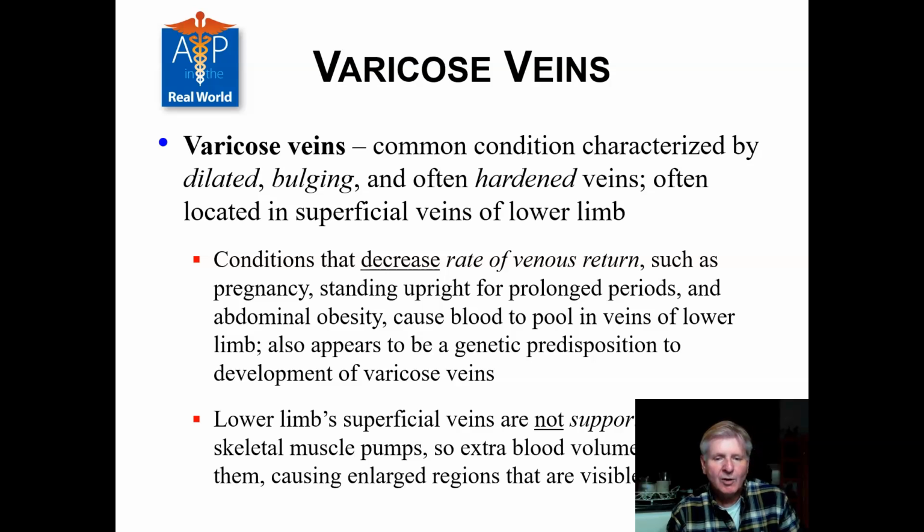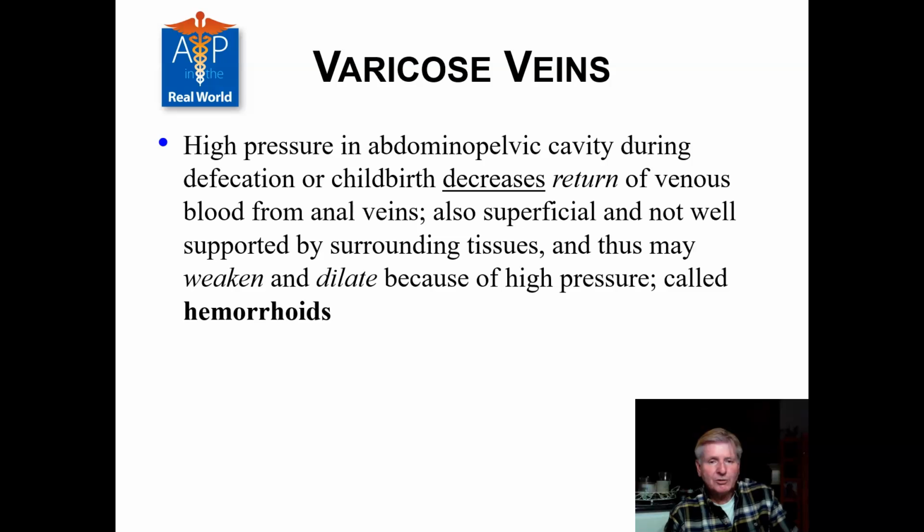It runs in families. Remember, your lower limb superficial veins are not supported by those skeletal muscle pumps. So that extra blood volume will stretch those vessels and cause those enlarged regions that are visible beneath the skin. That's what causes the bluish discoloration in the lower extremities. Also, you have high pressure in the abdominal pelvic cavity during defecation or childbirth. That will in turn decrease the return of venous blood from the anal veins. These are also superficial and not well supported by the surrounding tissues. That causes these vessels to weaken and dilate because of this high pressure. Those are what we refer to as hemorrhoids.